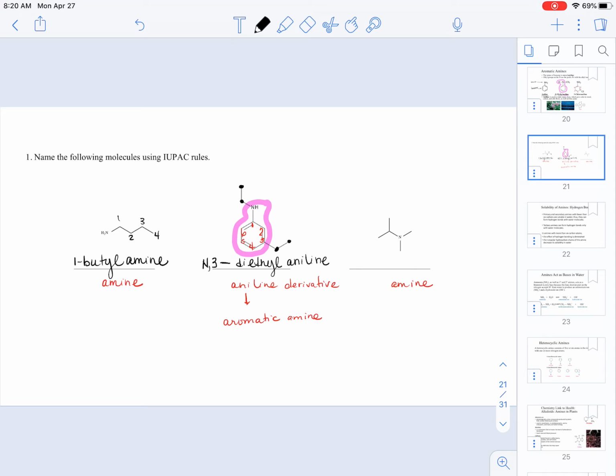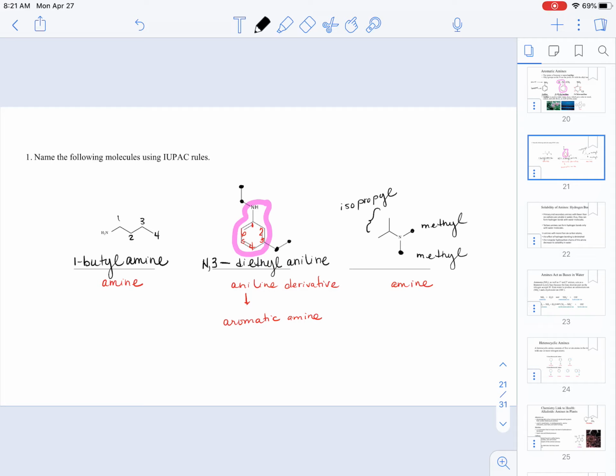And in the case that we have the same substituent on the nitrogen and within the ring, we're always going to put the N first before the number. If we look at the last amine, we are going to have two substituents that are the same, methyl and methyl, and we have an isopropyl group. We have a methyl group here, a methyl group here, and this whole thing is an isopropyl.